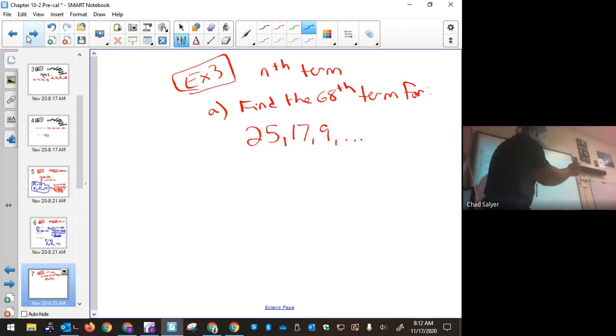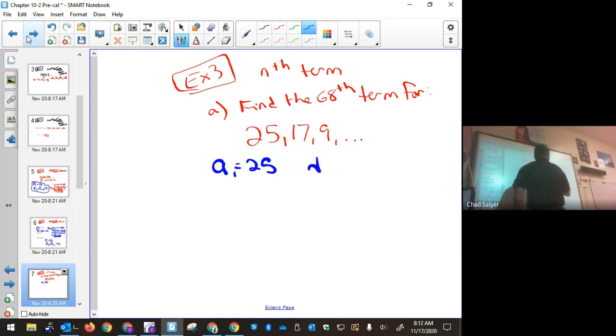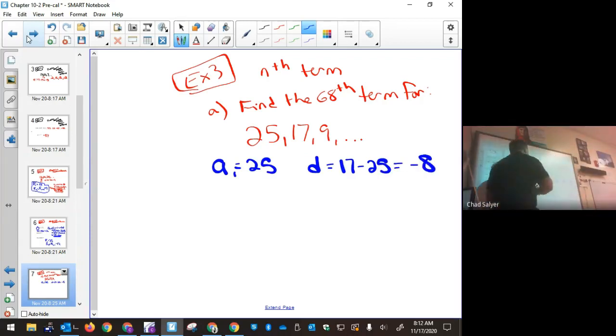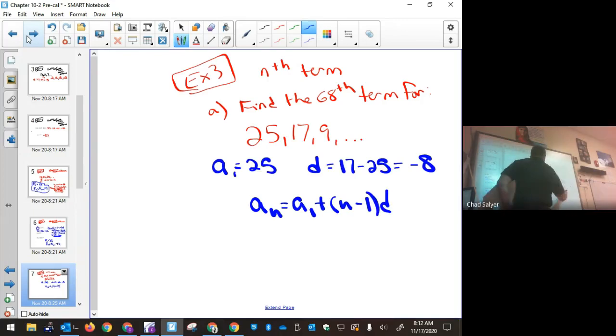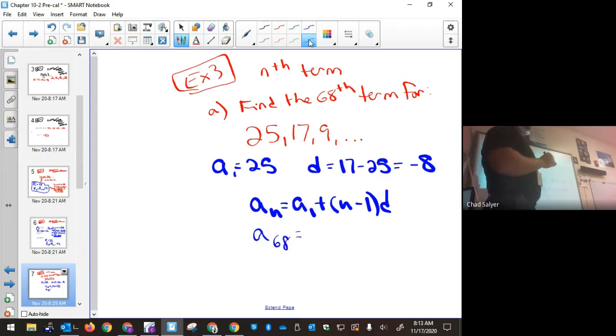But we need a couple things for the formula. We need a sub 1, which is just that first term. And then we need d, which is any term minus the term that comes before. So 17 minus 25 is negative 8. So once I have a sub 1 and d, I can know any term by saying a sub n equals a sub 1 plus n minus 1 times d. So if I want the 68th term, and actually I started doing something crazy on my test, I would do like the 150th term just to prevent that brute force method from being practical.